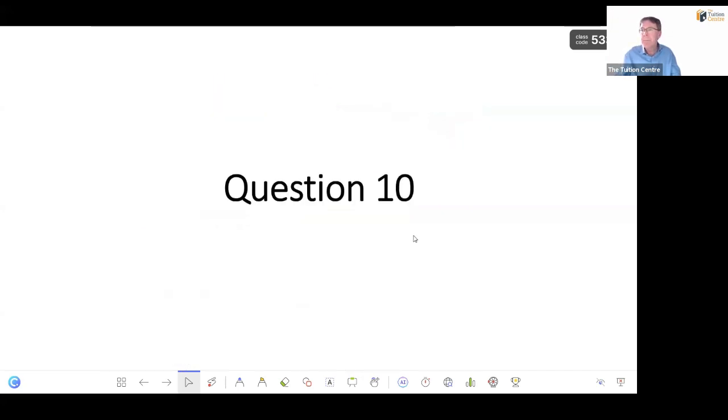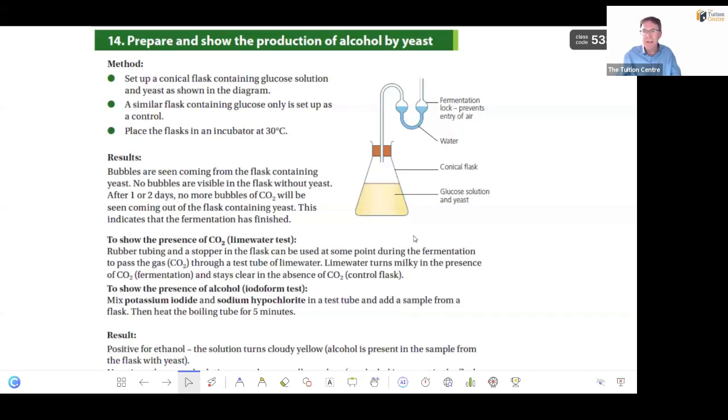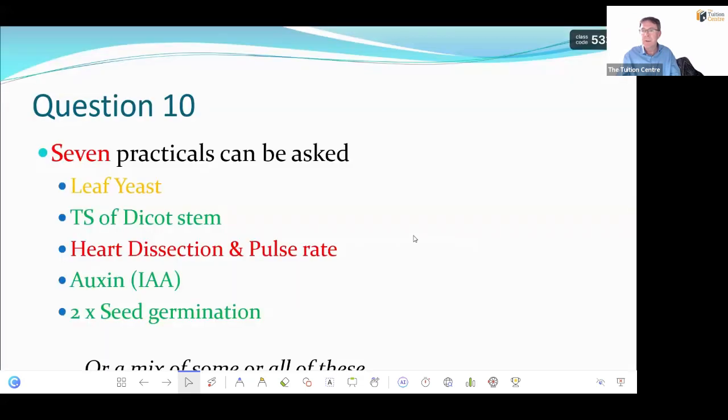Excellent. Oh, sorry, the test. We've done the lime water test. The iodoform test uses potassium iodide and sodium hypochlorite. You get yellow crystals or a yellow precipitate if there's alcohol. If not, it stays clear. Next question then.